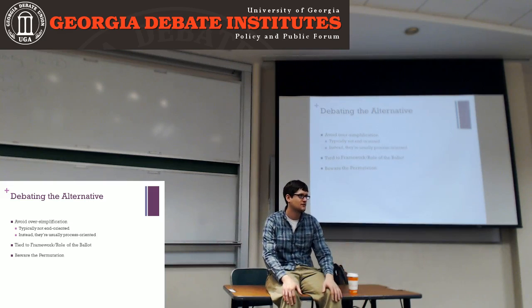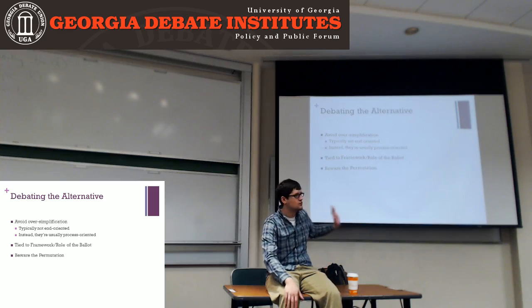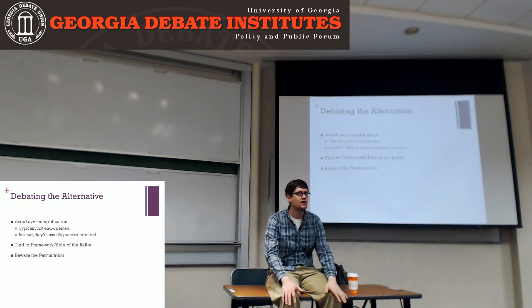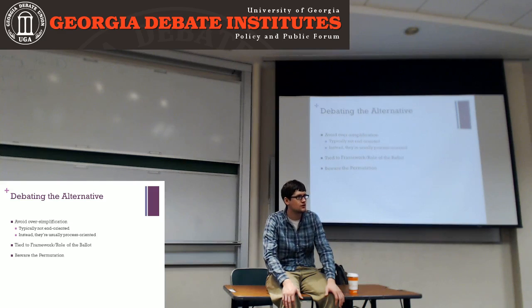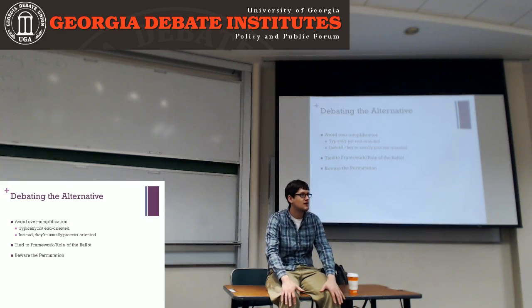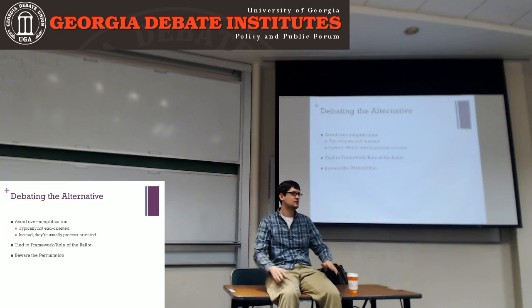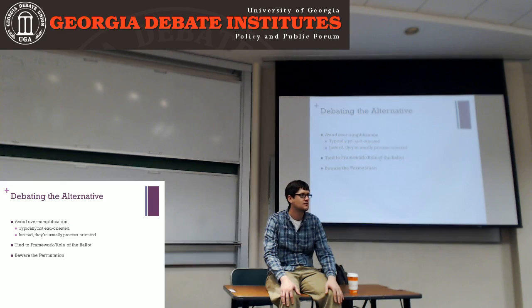We'll talk more about the answers, but you just want to be aware that the affirmative is coming with their permutation, and so you want to insulate your alternative from that as much as possible. And the way to do that is to not overextend yourself by defending too much. Right, if you don't defend a world in which security no longer exists, that's why you should be careful with your alternative.